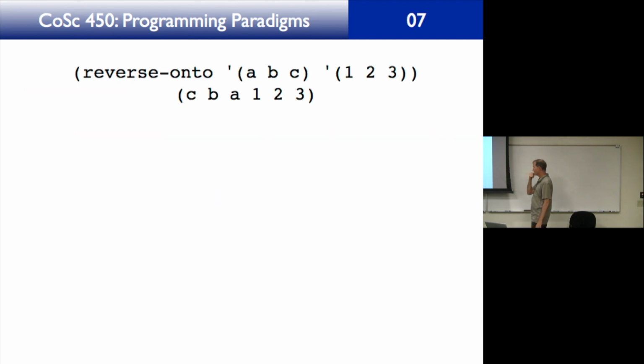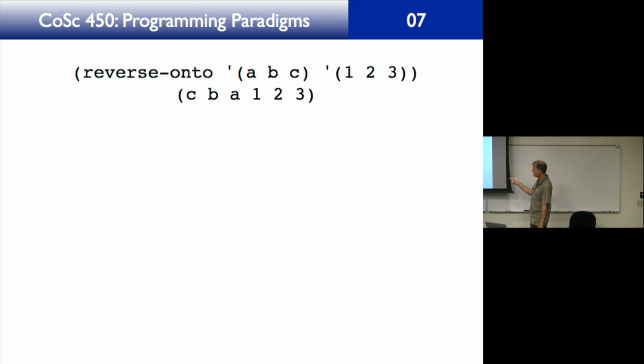Now look, so the helper function is going to be reverse onto. We're going to call it reverse onto. And here's what it's going to do. Here's an example of how reverse onto works. If we say reverse onto, and we have these 2 parameters, each one of them a list, and the first list is A, B, C, and the second list is 1, 2, 3, what is reverse onto going to do?